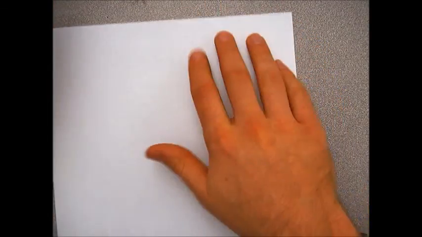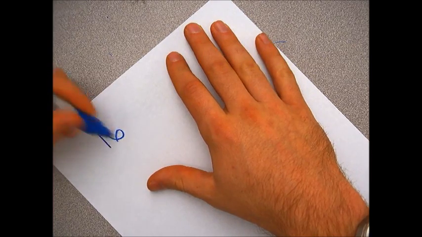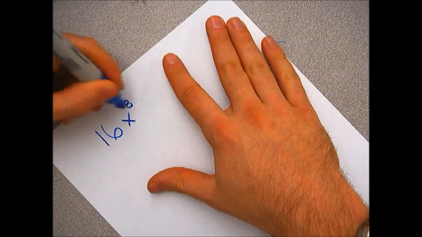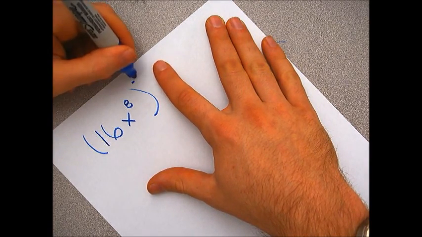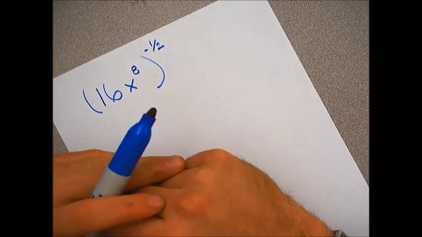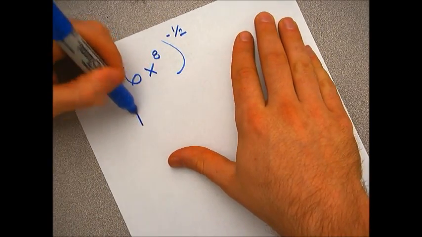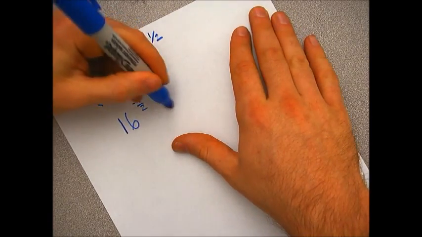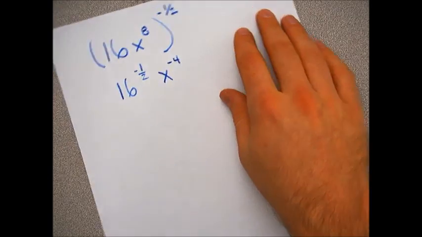Okay, let's try one more. Let's try one with a negative exponent, make it a little bit tricky. Let's say we have 16x to the 8th power, and we're going to raise all of this to the negative 1/2. What does all that mean? So, let's say we make this 16 to the negative 1/2, and then power to a power we multiply. So now that's negative 4.